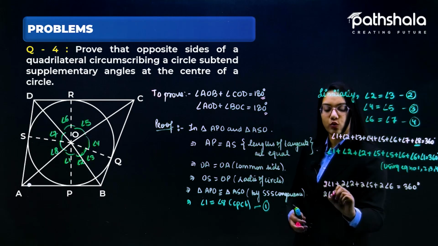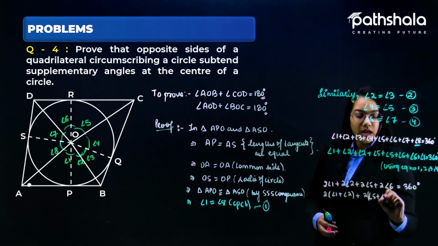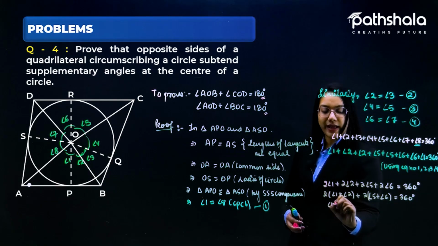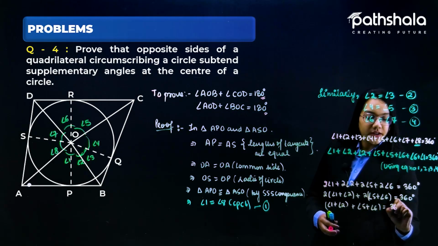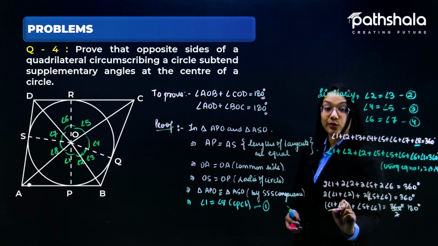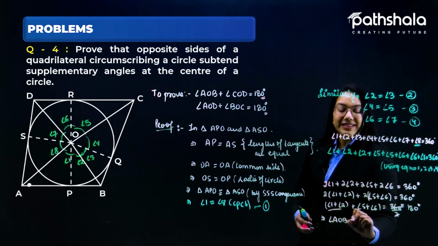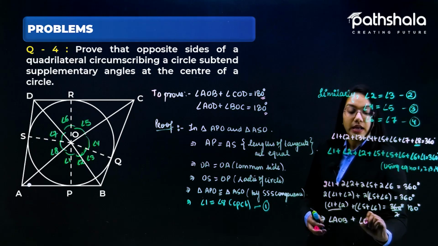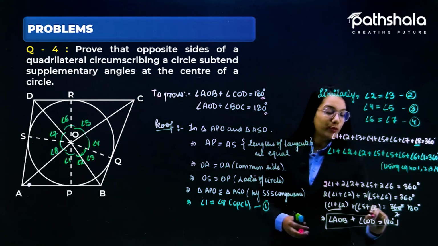Let us suppose I'm taking 2 common out of all these angles. So this would be angle 1 plus angle 2 plus angle 5 plus angle 6, which is equal to 360 degrees divided by 2, which is 180 degrees. So angle 1 plus angle 2, let's see what it is. It is the angle AOB. Plus angle 5 plus angle 6. You can see for yourself that angle 5 plus angle 6 is the angle COD, which is equal to 180 degrees. So this is what we have to prove over here.